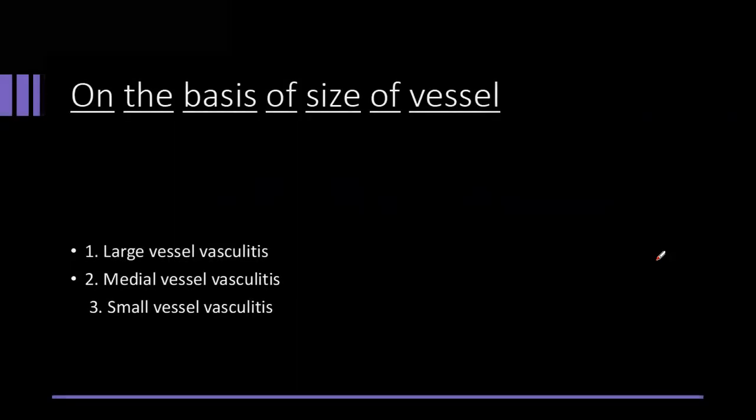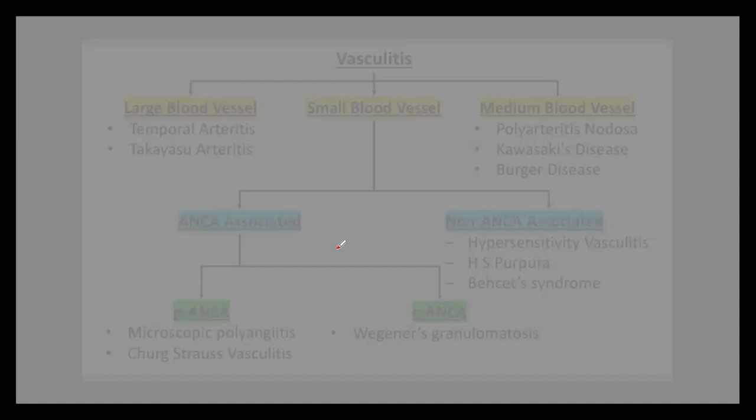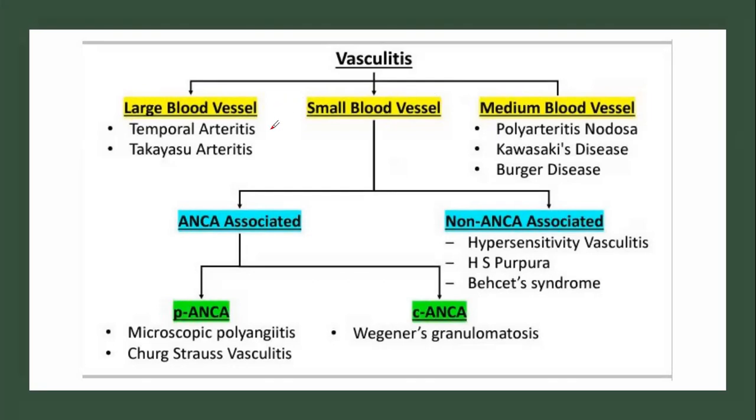Now, on the basis of the size of the vessel, they can be either large vessel vasculitis, medium vessel vasculitis, or small vessel vasculitis. And this is how they go. Very easy. Large vessel vasculitis are two: temporal arteritis and Takayasu arteritis. The other name of temporal arteritis is giant cell arteritis.